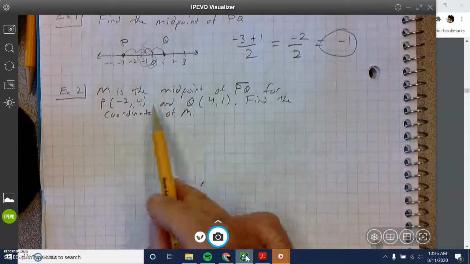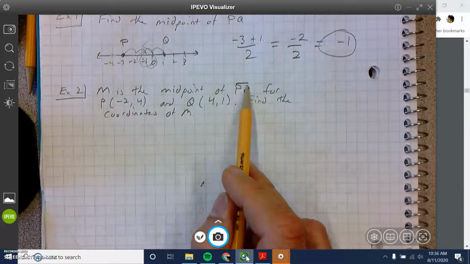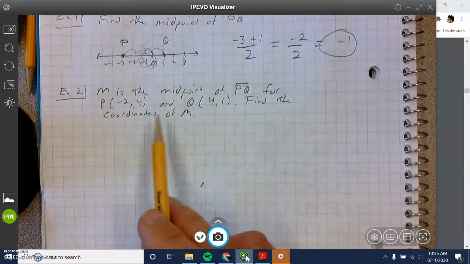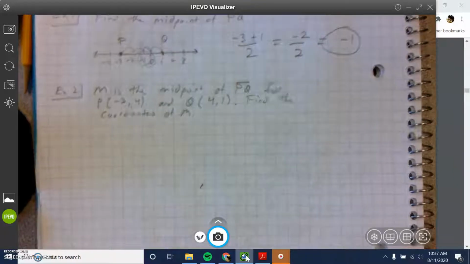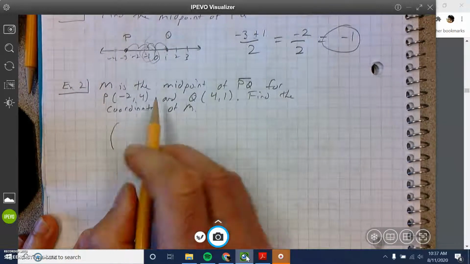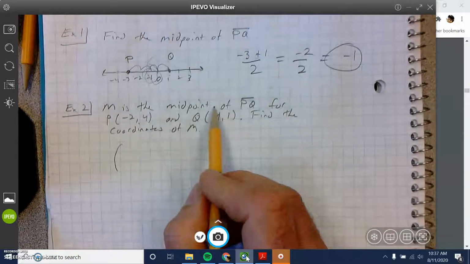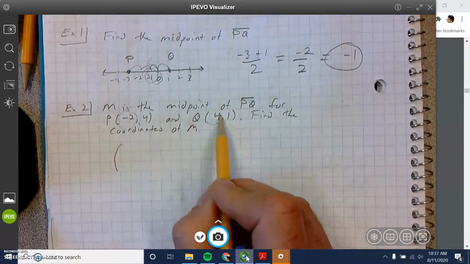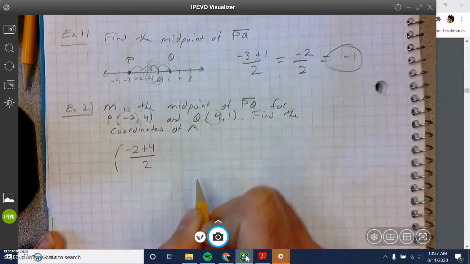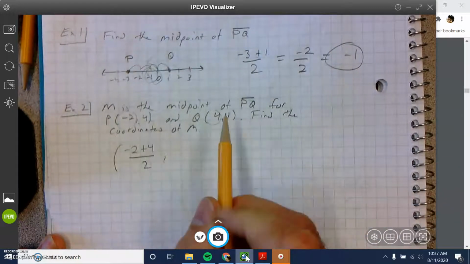Now let's do it this way. Example 2. M is the midpoint of line segment PQ. Why is it a line segment? Because it just has a line. It doesn't have the arrows there, right? P is (-2, 4), and Q is (4, 1). Find the coordinates of M. All right, no problem. You're going to add up the 2 x's, and divide by 2. So that's -2 and 4: -2 plus 4 divided by 2. That's going to be your new x value. And then 4 and 1 is going to be your y.